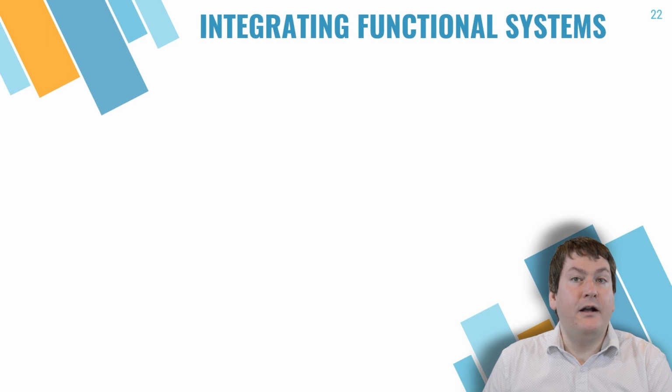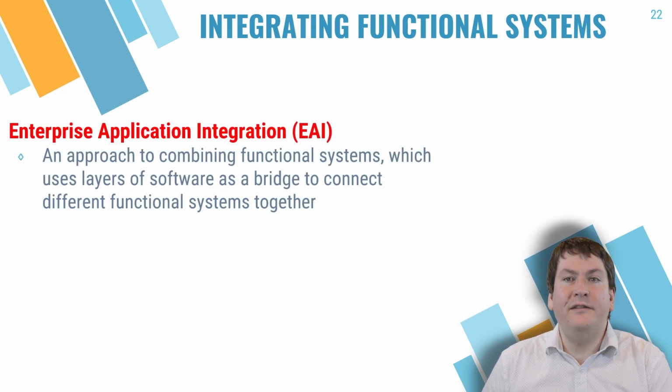Well, this can be a very complex task, and it's a difficult transition to make. However, there are two standard approaches. The first is Enterprise Application Integration, or EAI for short. In this approach, middleware is designed to act as the bridge between the existing functional systems. This middleware translates the data between the different systems and keeps the same data across multiple systems in sync, keeps them consistent. Let's take a look at what this might look like.